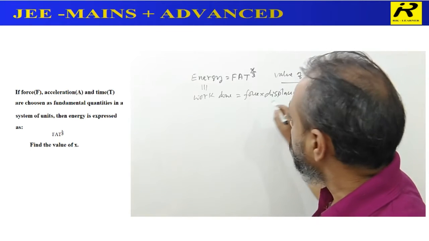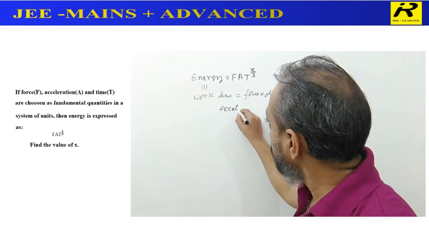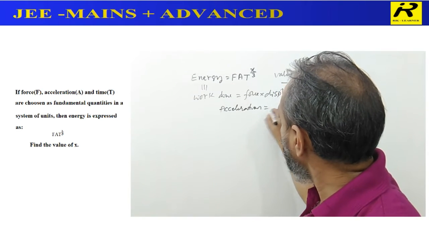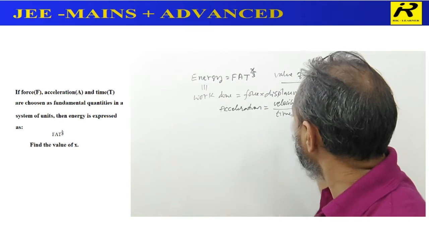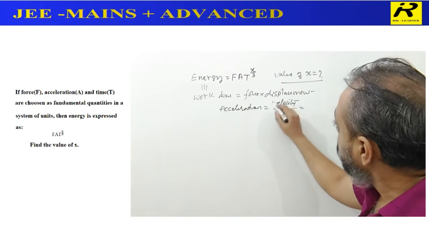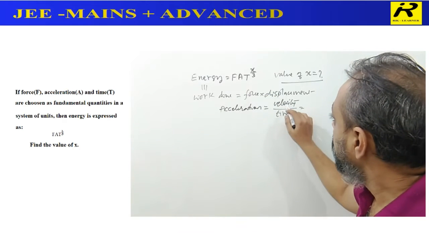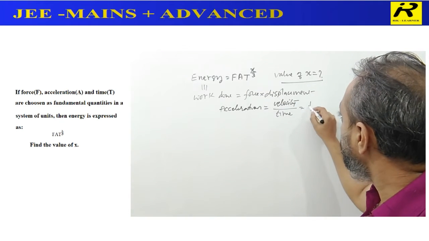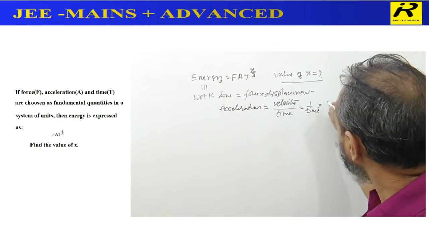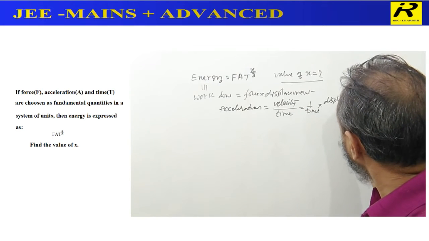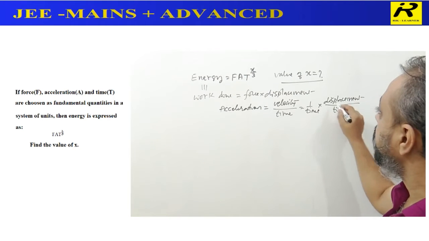For that, you have to define acceleration first. So acceleration is defined as velocity divided by time in dimensions, and velocity is not in this given term. That means velocity is not a fundamental quantity. So 1 divided by time multiplied by what actually this velocity is? Velocity is displacement divided by time. This is velocity, right?